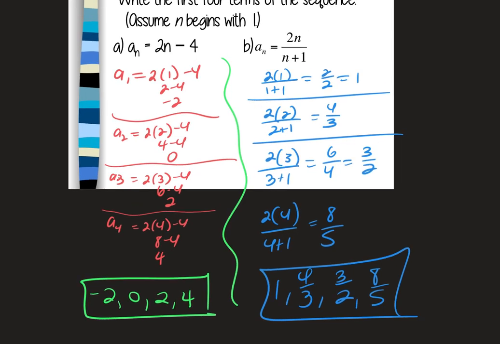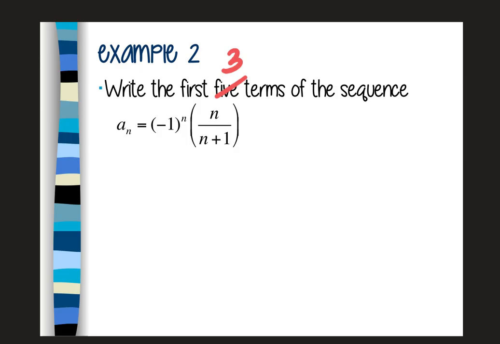Good on those? Okay. This would say write the first, I'm just going to do 3. We understand what we're doing. If I said 5, we would just keep going, but for time purposes, we're going to make them smaller just so we don't have to keep plugging in. If it said write the first 3 terms of the sequence, then I'm going to do A1, A2, and A3.